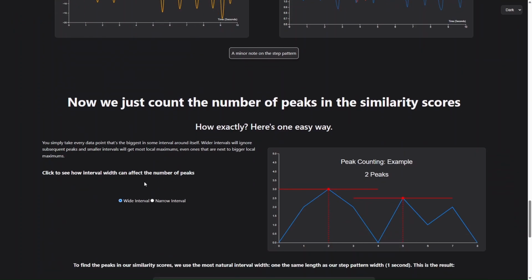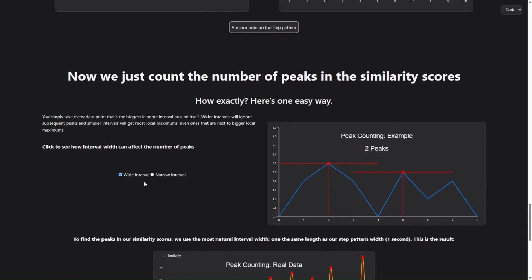So now that we have the similarity between our step pattern and the real data at every possible timestamp, we just need to count the number of peaks, and that should be the number of steps. How can you count the number of peaks? Well, here's one easy algorithm.